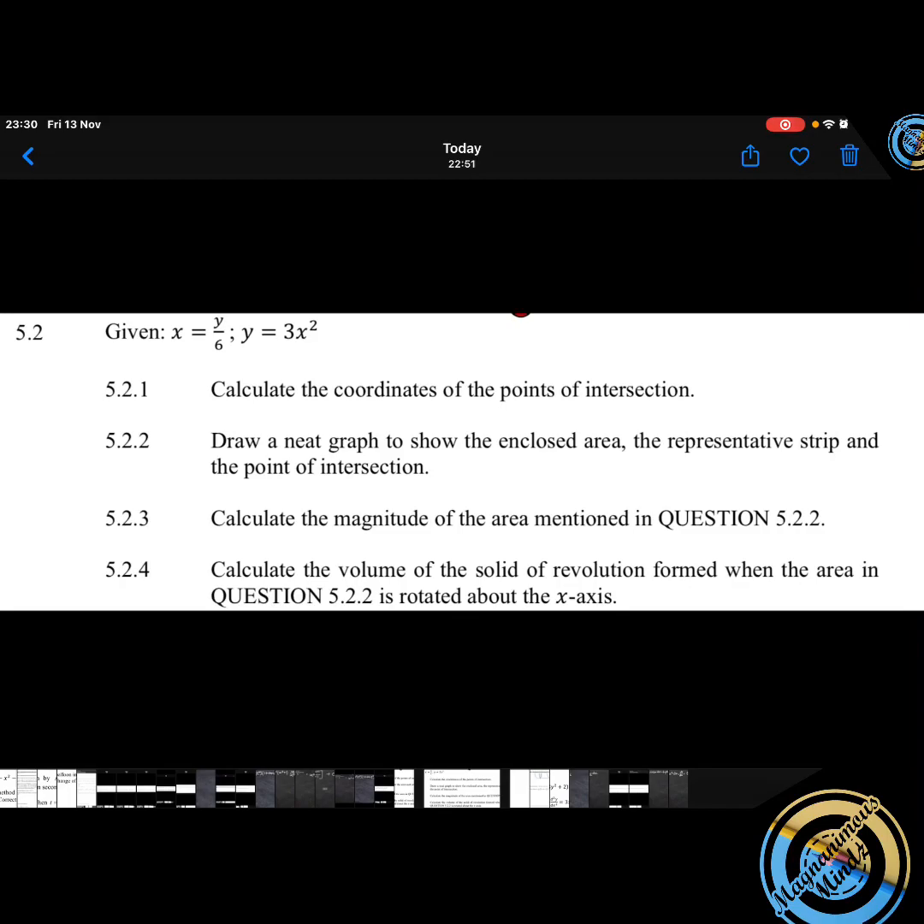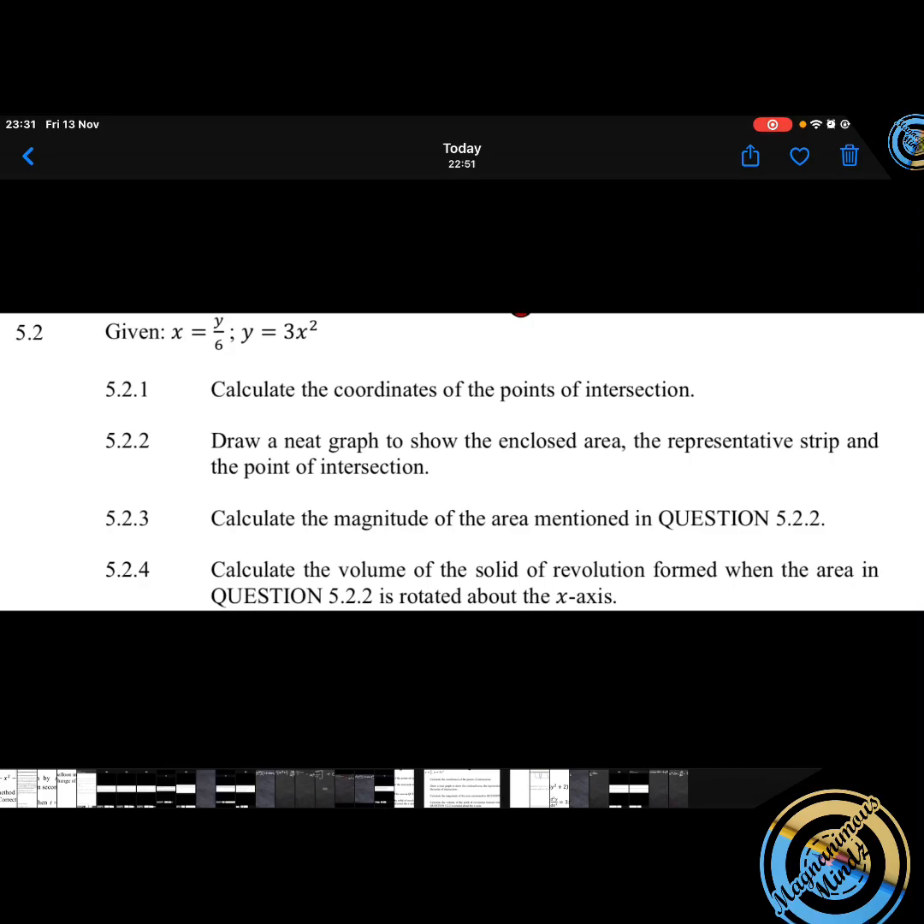We continue with mathematics N5 and today we look into integration, the application of definite integrals. Here we are given a question which says given x equals y over 6 and y equals 3x squared. And then the first question says calculate the coordinates of the points of intersection.